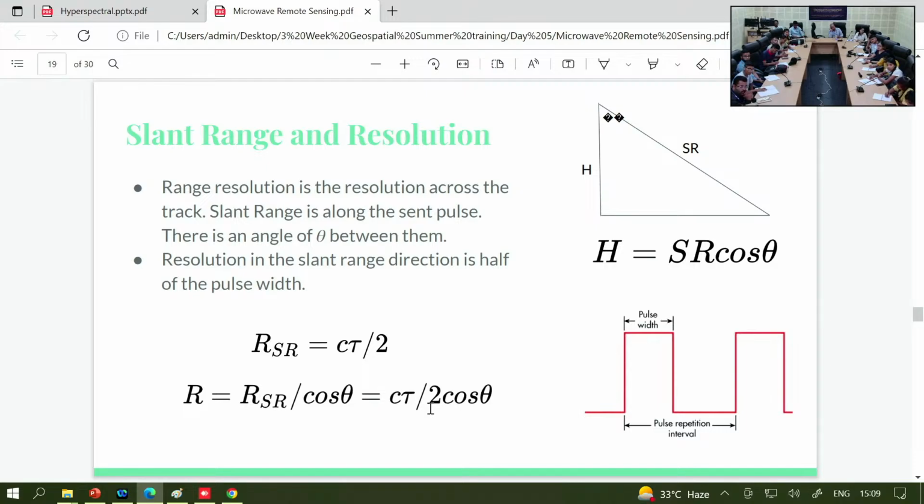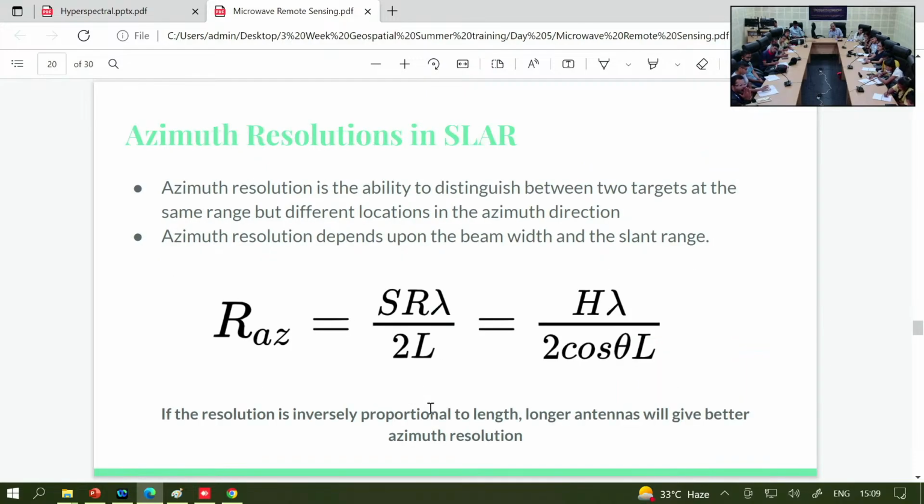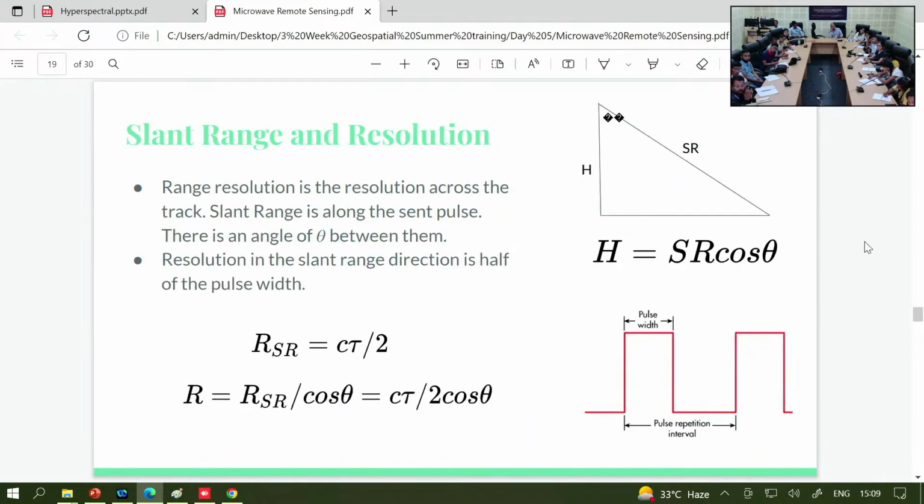Let's not worry about this slide, let's go to the next slide. The range resolution is given by this direction's resolution. It is given by this particular formula which depends upon cos theta, the speed of light, and the pulse width, the pulse interval, given by tau, and then the angle cos theta.